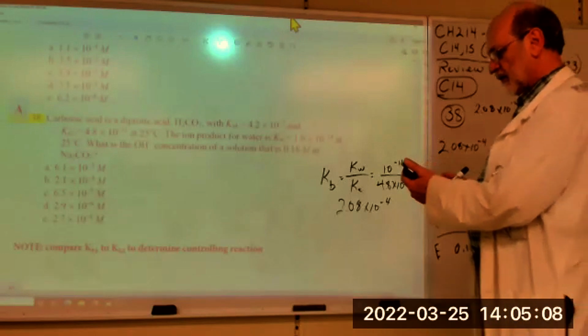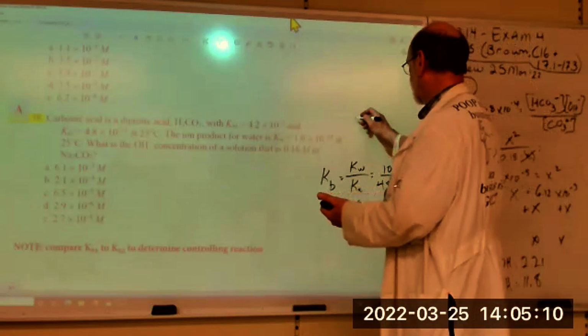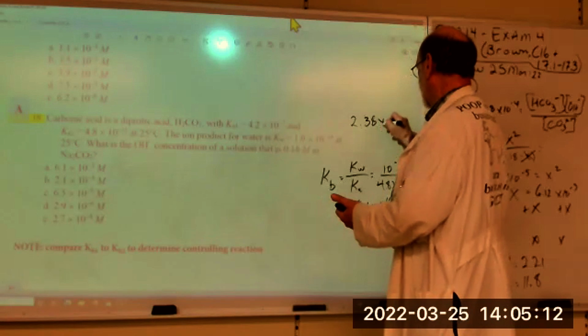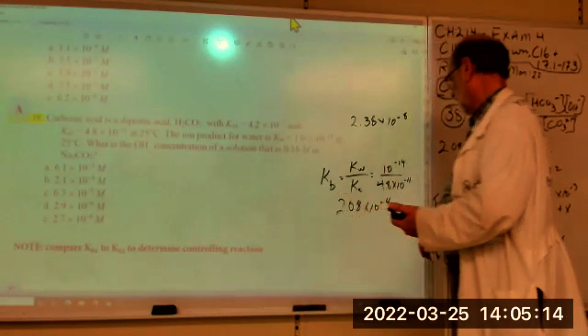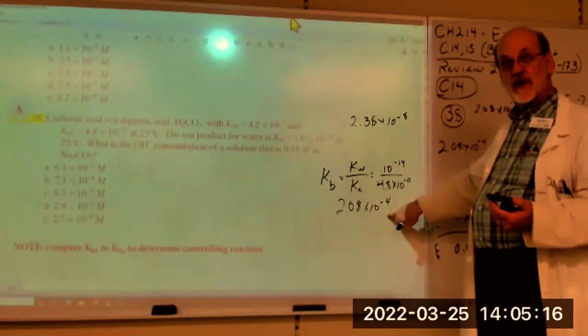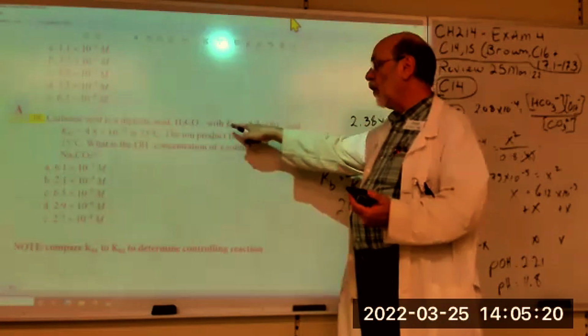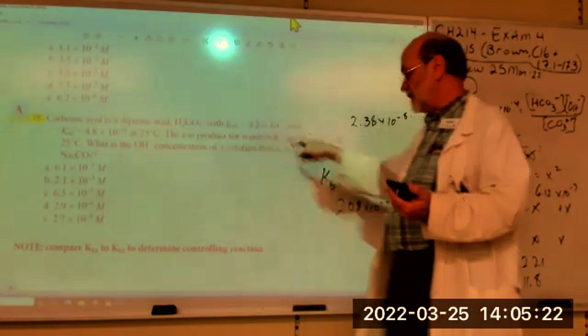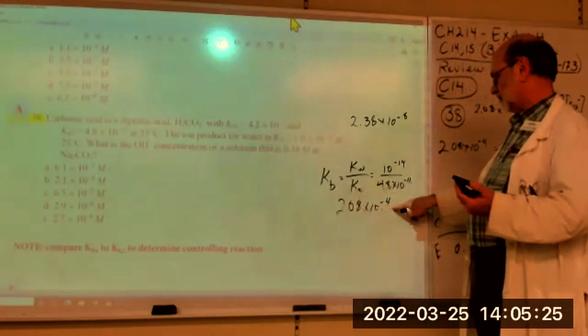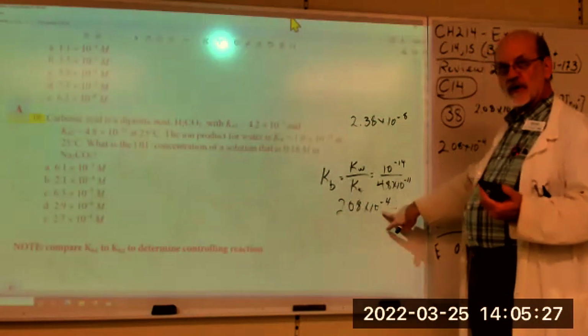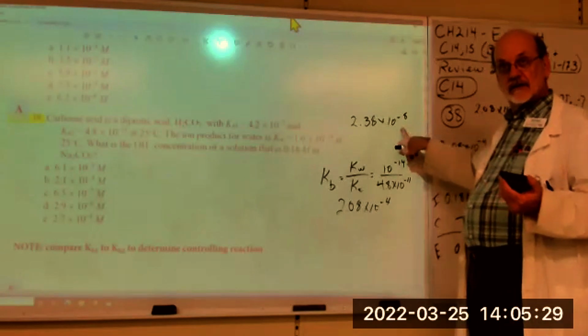So that's 2.38 times 10 to the minus 8, right? This is the controlling reaction, because the first reaction here, it won't go all the way back here. It's going to stay with this one because it's 4 orders of magnitude bigger than that one.